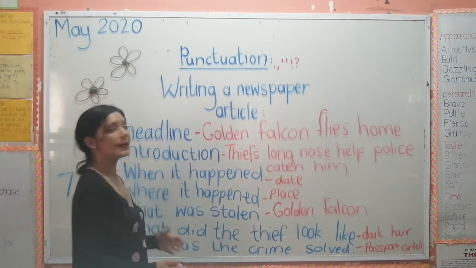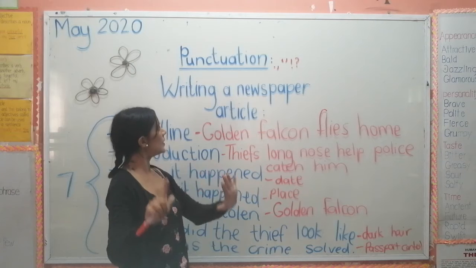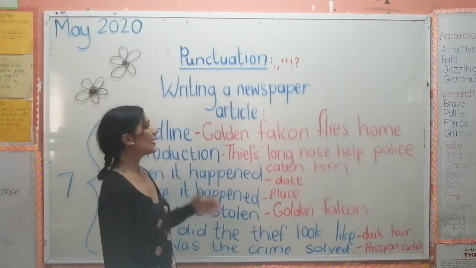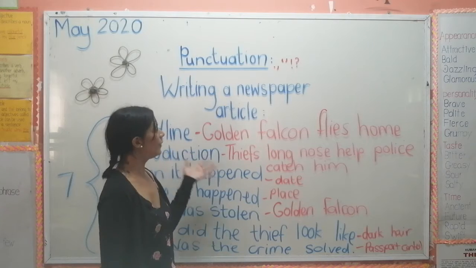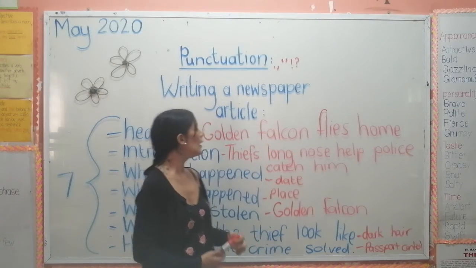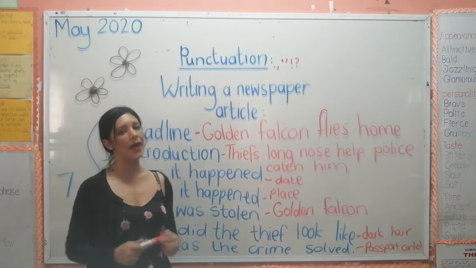Right, so it needs to have 7 things, like we said, your newspaper article. The first thing, like I was saying, is the headline, "The Golden Falcon Flies Home." That is your headline. Then it needs to have an introduction.